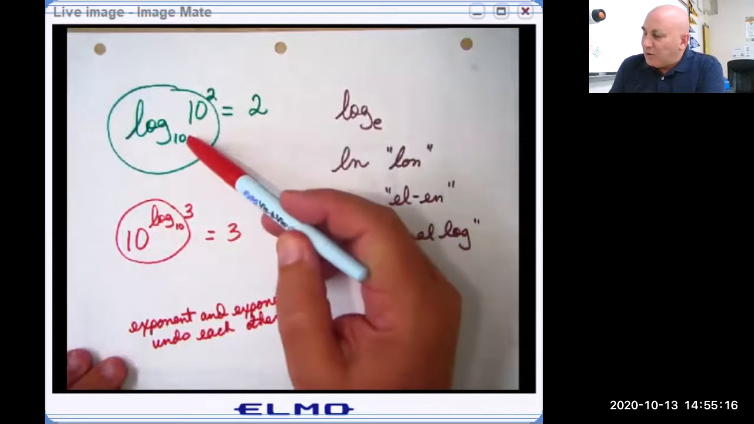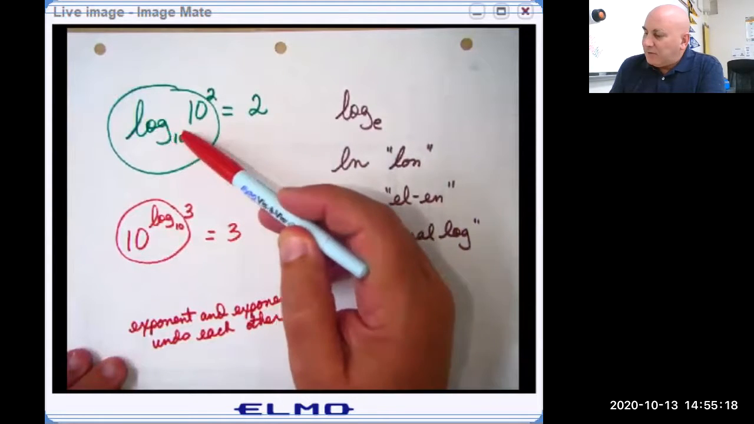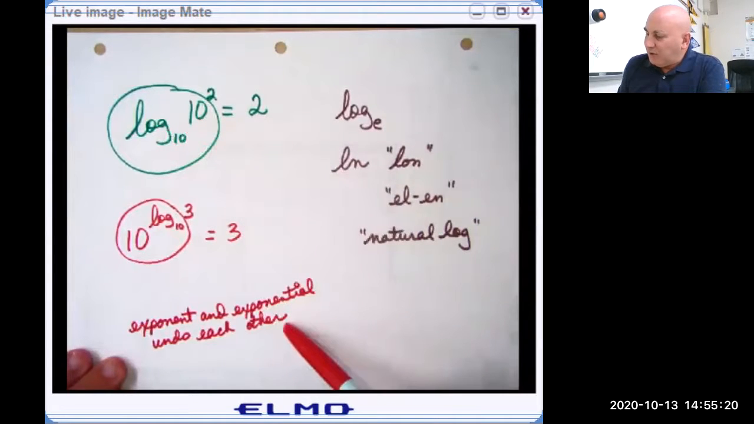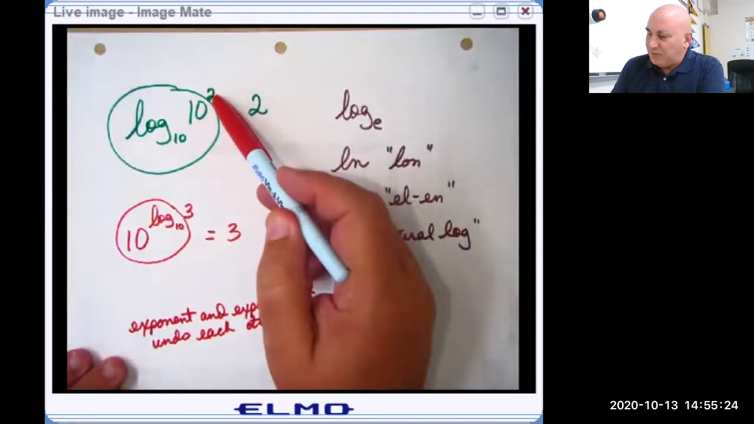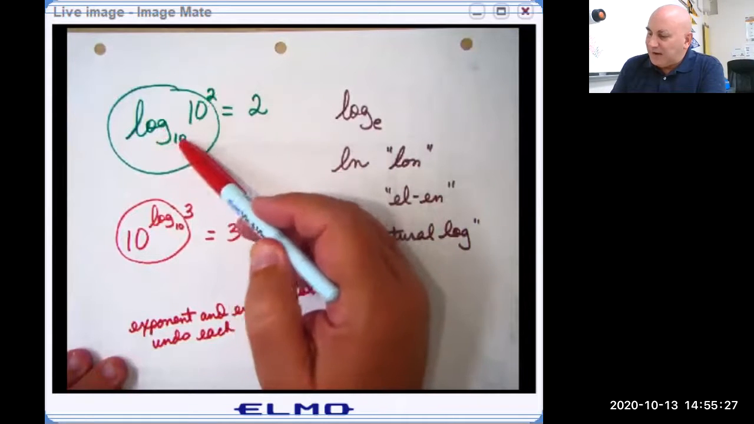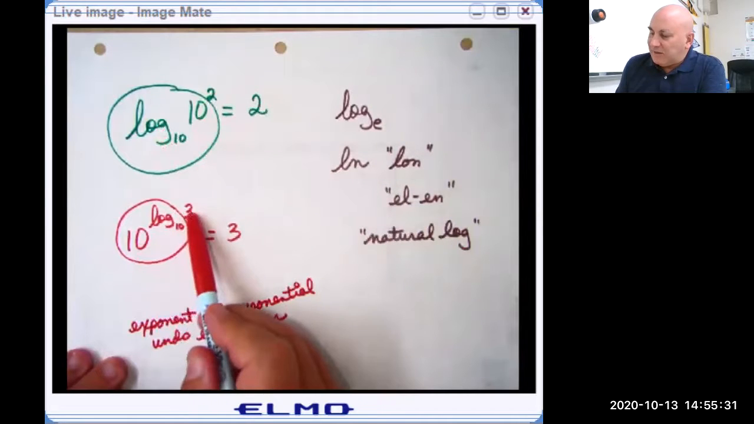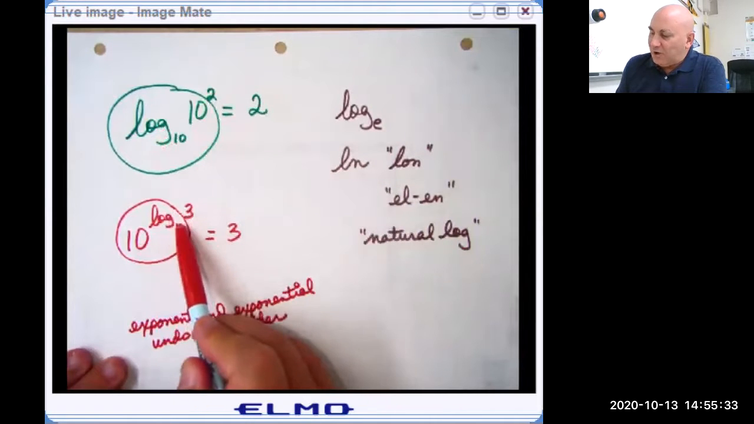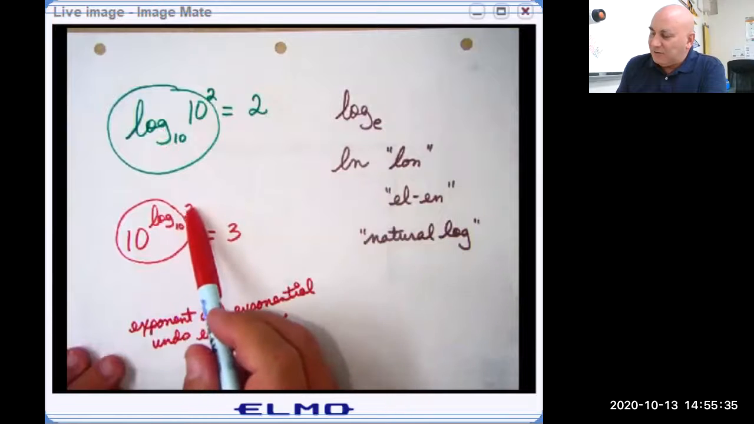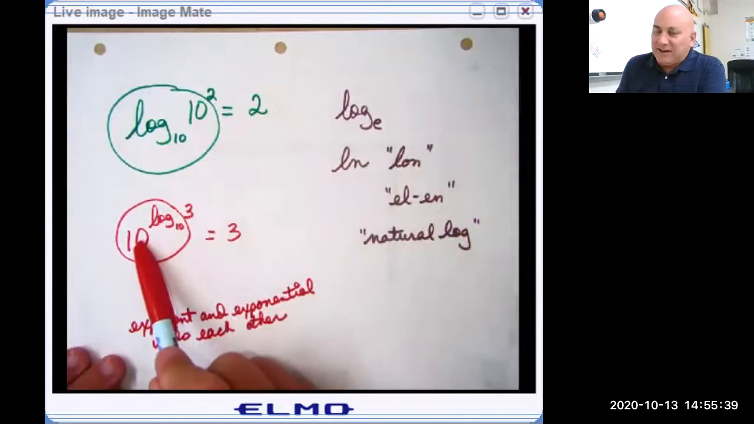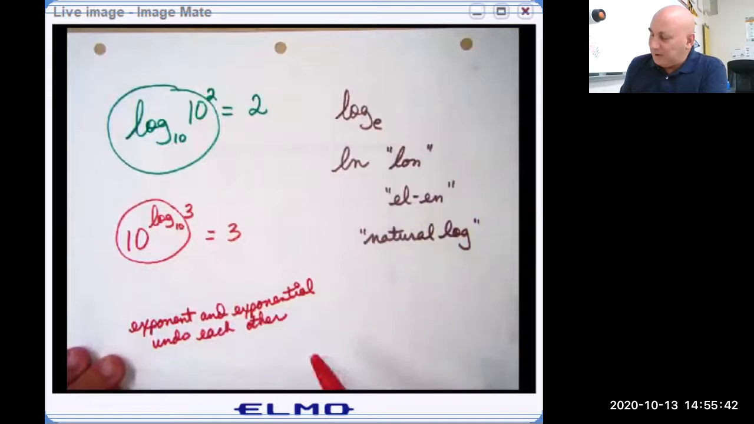Essentially, logarithms and exponentials undo each other. You can see we started with 2. The exponent of 10 that gives me 10 squared is 2. I start with 3, I take the log base 10 of it. In other words, I turn it into the exponent of 10 that gives me 3. Then I make it an exponent of 10, so it must give me 3.